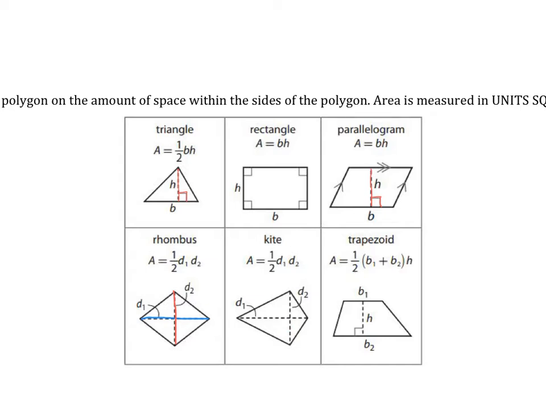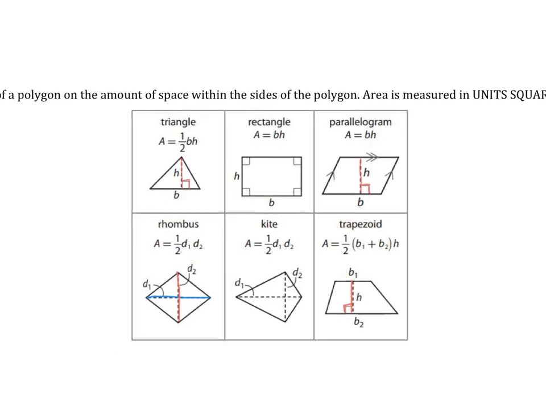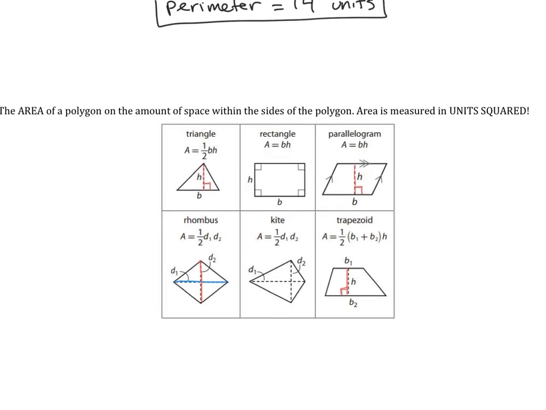And last, a trapezoid is 1/2 times the sum of your bases. So make sure you know which sides are your bases, times the height, which again needs to be a perpendicular height between your bases. So you can see for each of these, the first thing you're going to need to do is determine which type of polygon you're working with so you know which formula to use.